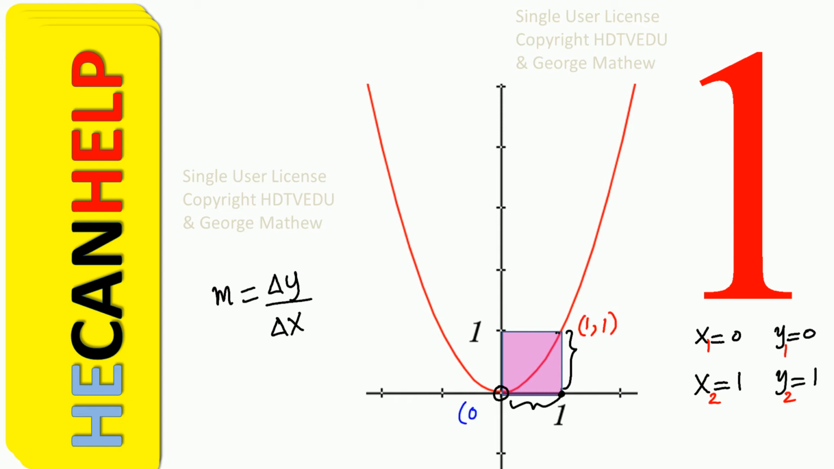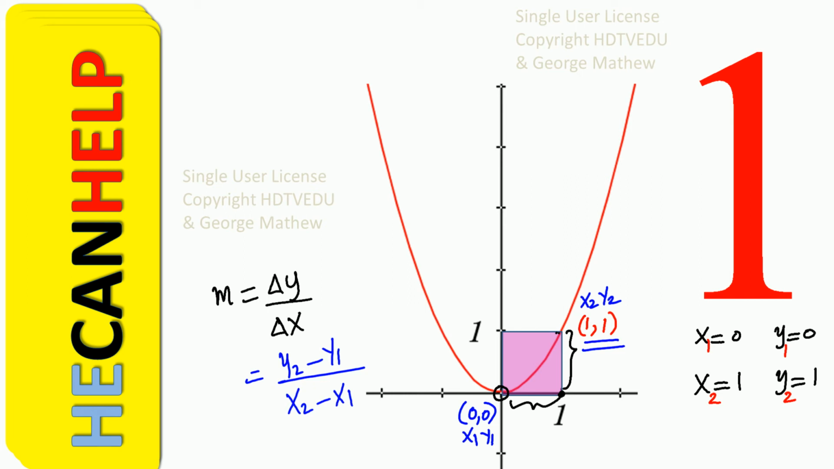The first point is 0, 0, and the second point is 1, 1. So here is your x1, y1, and here is your x2, y2. Once you have x1, y1, x2, y2, so we have two ordered pairs, we can find change in y. Change in y is y2 minus y1. And what is change in x? x2 minus x1.